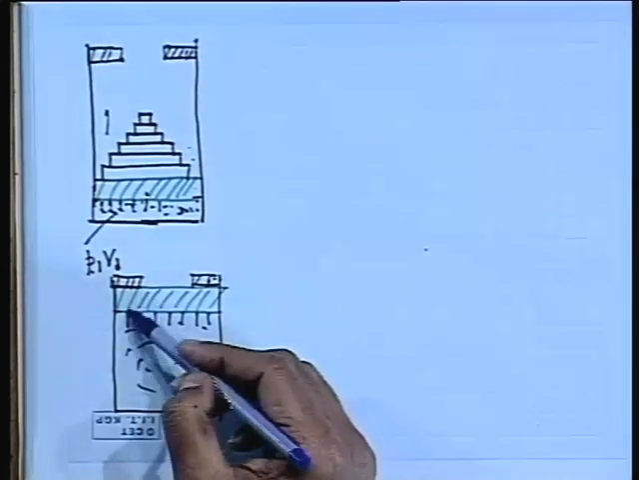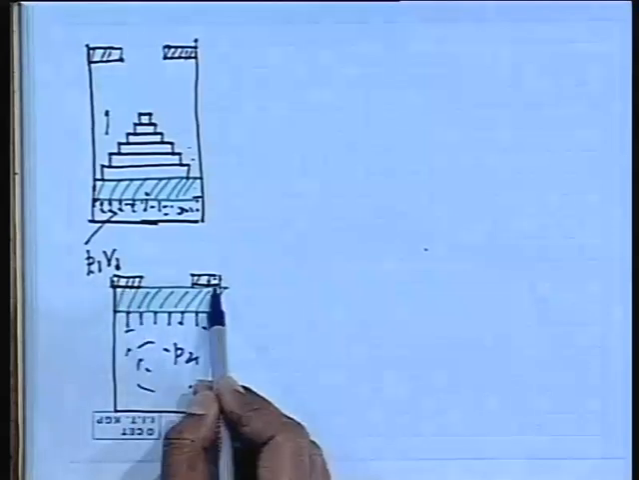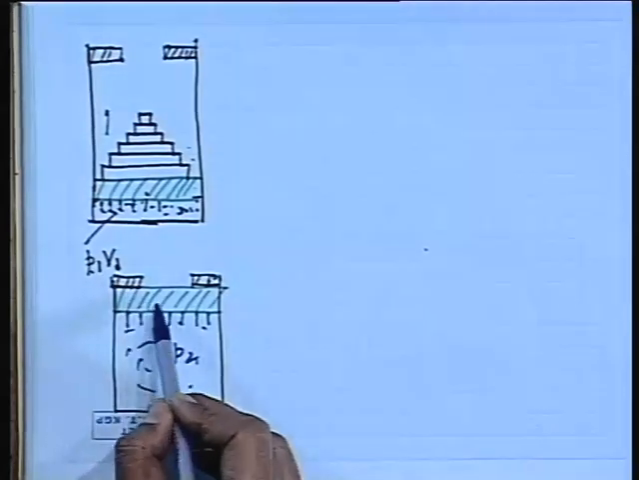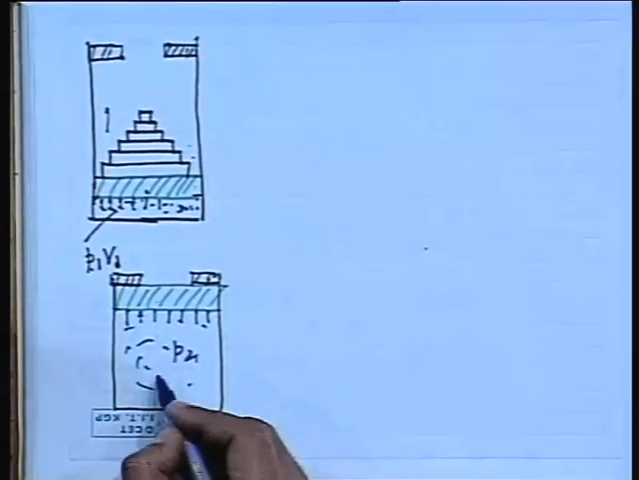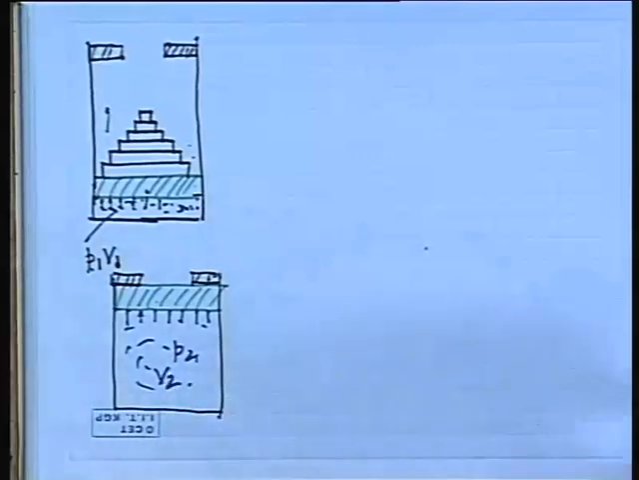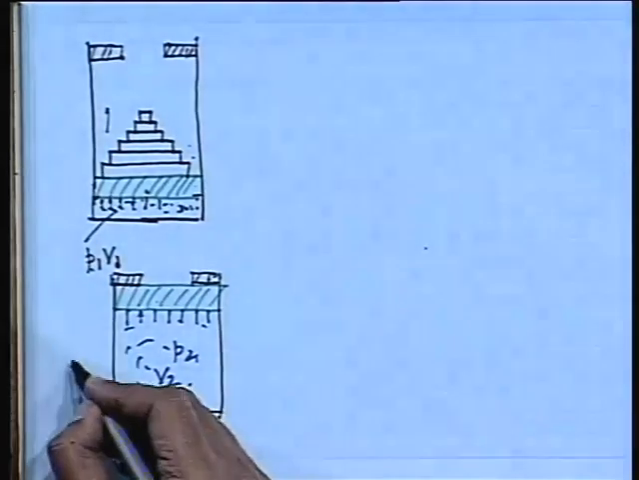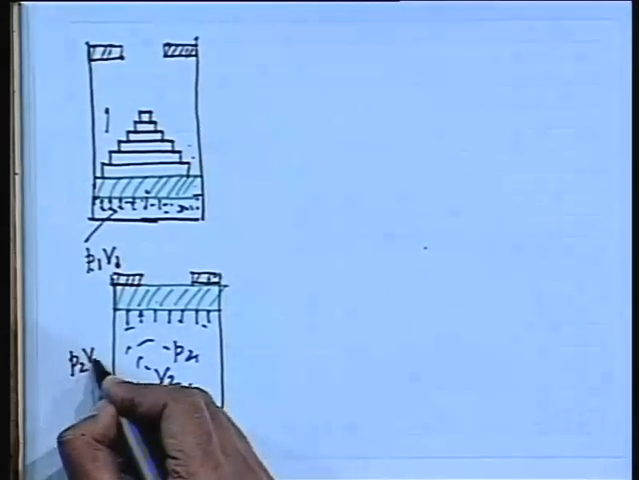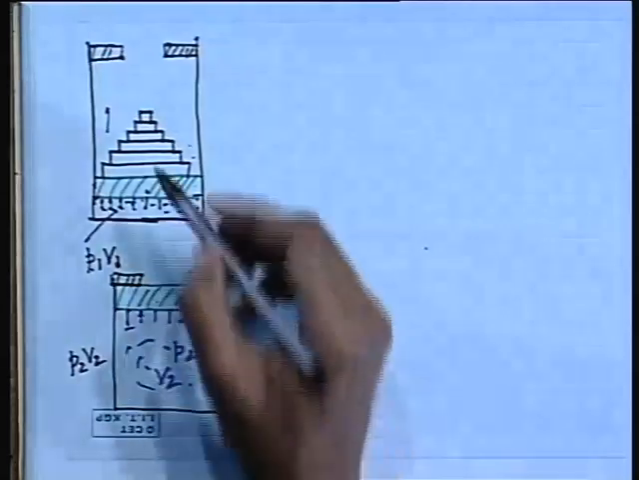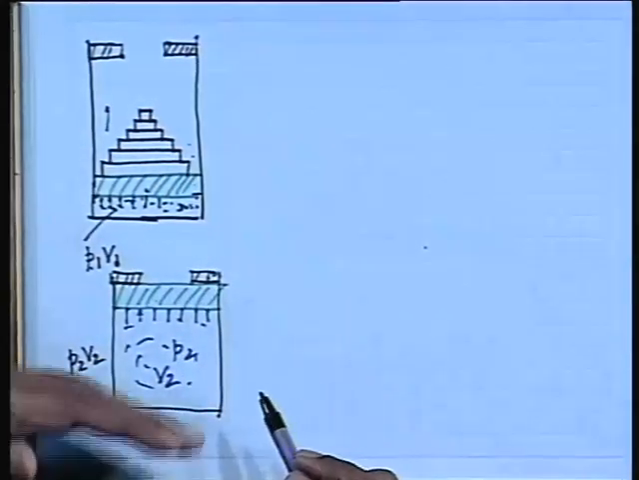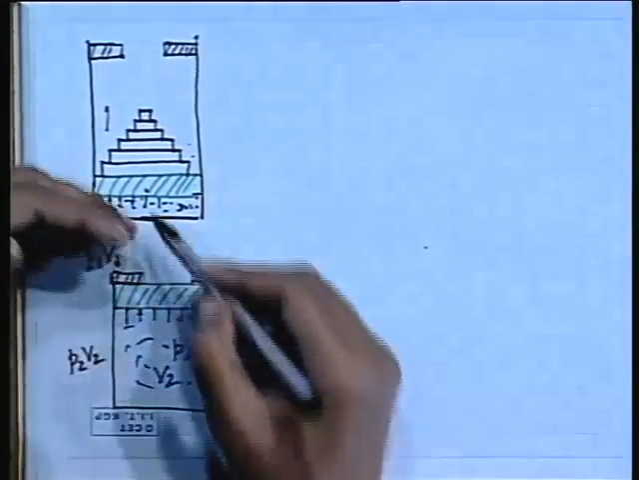Practically what will happen? There will be some oscillations here, and ultimately it will be fitted like this. So the reaction and the weight will be balanced by this P2, and let the volume be V2. So the final state will be P2 V2. So we know the initial state and final state. Now while going so, the piston will move very fast.